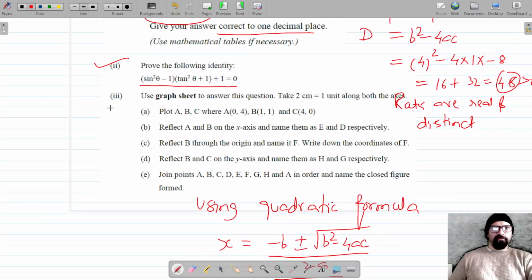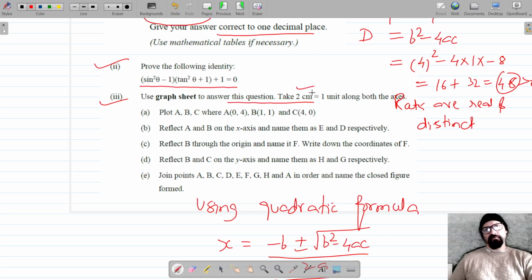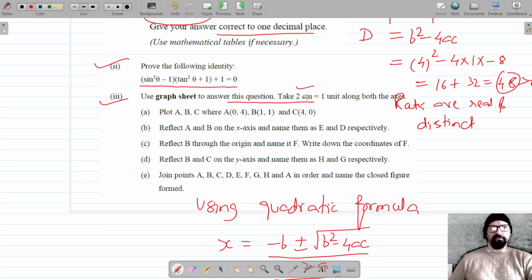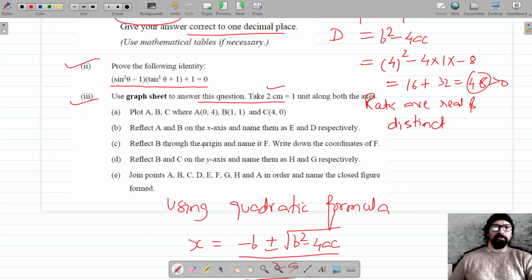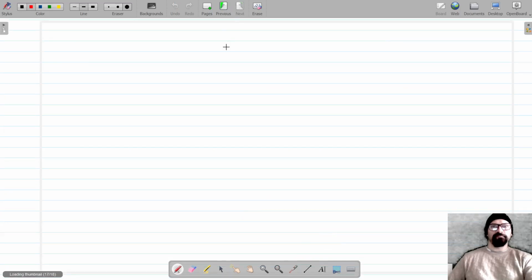Okay, so the second part is also done. Now use graph sheet to answer this question. Take 2 centimeters equal to 1 unit along both the axes, and we have to plot A, B, C, then reflect A and B on the x-axis and name them E and D. Okay, so let's get our Cartesian plane first. The first part says that we have to plot A, B, and C.